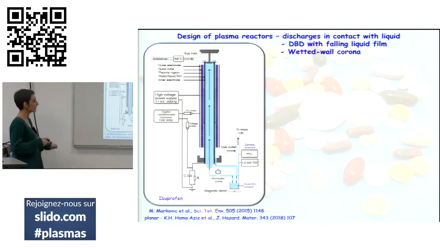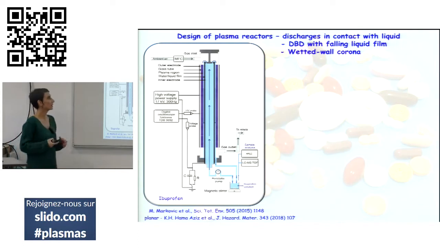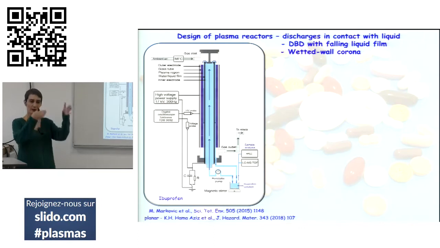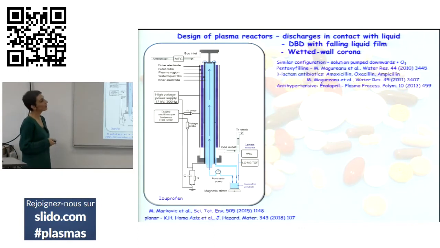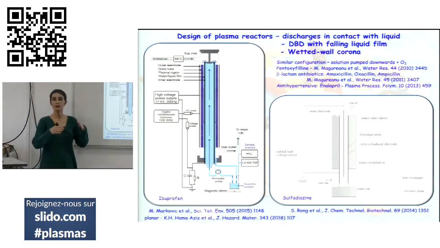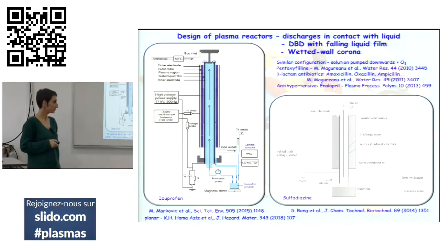There is also a nice planar configuration developed in a research group in Germany, also with liquid falling film. And we are also using something similar to this one, but the liquid is pumped from above. And another configuration is this one, the wetted wall corona, and in this case there is a wire electrode and the liquid falls as a thin film on the inner surface of the outer electrode.